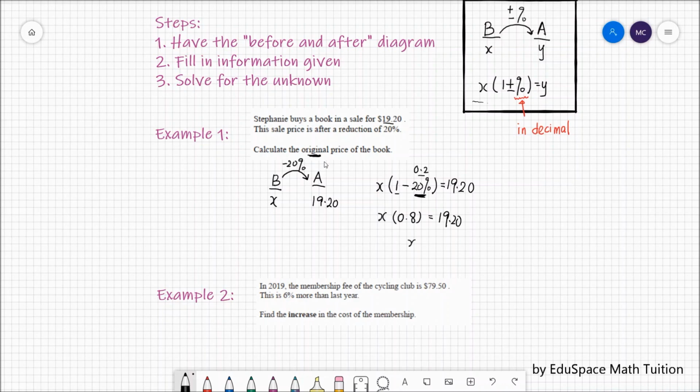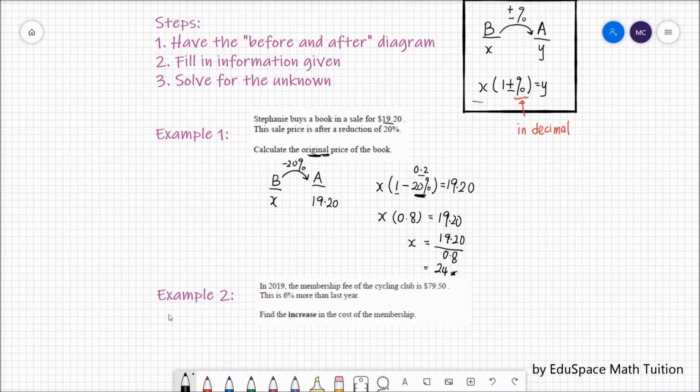So in order to find the x value, we will just have to use 19.2 divided by 0.8. This will give us the x value of $24. So this will be our final answer, which means that our original price is actually $24.